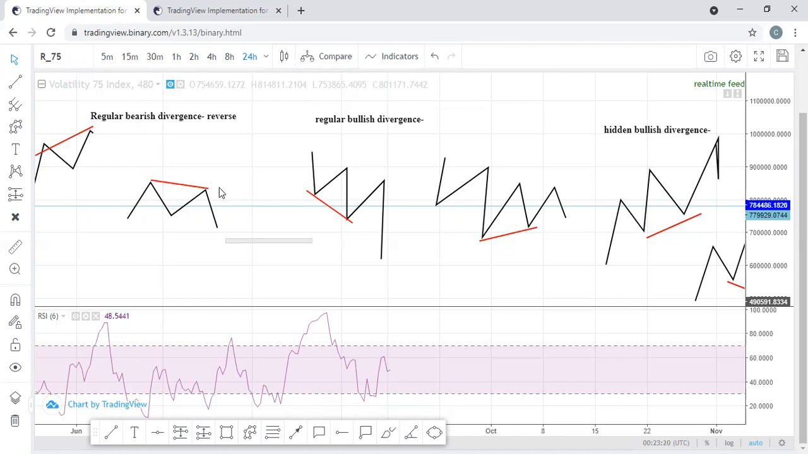So that is it for now. In the next video, we'll talk about how to trade divergence. This is just the introduction on how to spot them and all of that. But in the next video, we'll talk about how to trade divergence properly, right? So that is it for now.